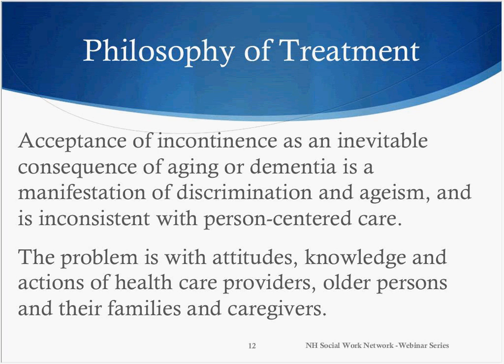Acceptance of incontinence as an inevitable consequence of aging or dementia is really a manifestation of discrimination and ageism, and inconsistent with person-centered care. One piece of evidence of that I have seen is in people who are living in a nursing home. My friend was living in a nursing home, had an incontinence aid on, and said, you know, I need to go to the bathroom. She was told, well, you've got an incontinence aid on, just go. That is what it's there for, to catch it.